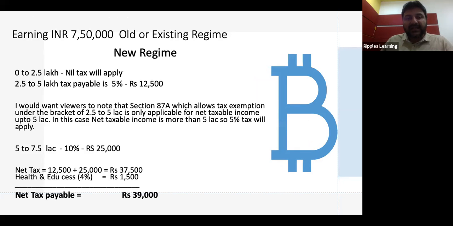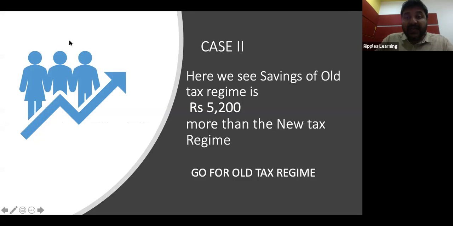Again, following the same logic of the new regime, 0 to 2.5, no tax, 2.5 to 5, 12,500. 5 to 7.5 is 10%, which is 25,000. Exactly the same amount as we calculated earlier. So net tax is 37,500. Health and education cess 1,500. Net tax payable is 39,000 rupees. In this case, we are paying exactly 5,200 more than the old regime.